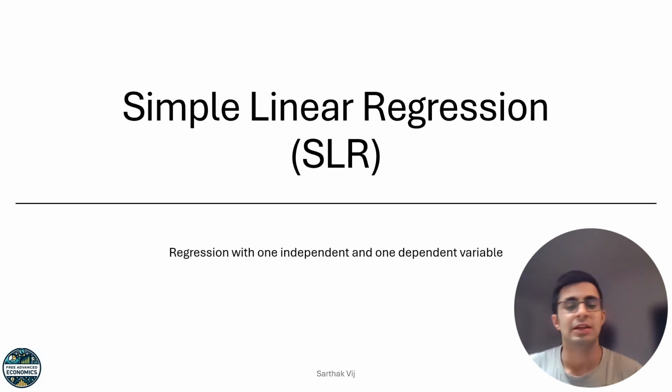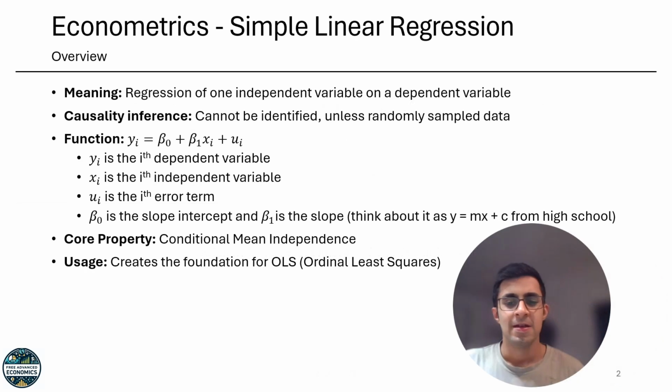And simple linear regression is essentially one dependent variable and one independent variable. Econometricians often call it one explanatory variable and one explained variable. I'll get more into this soon. Now we talk about what the simple linear regression model is. As I briefly mentioned, it is the regression between one dependent and one independent variable.